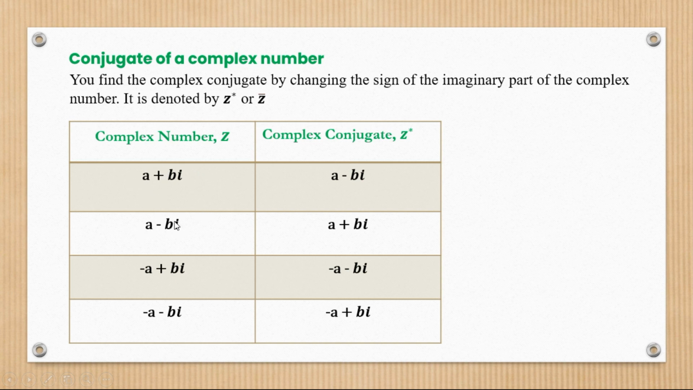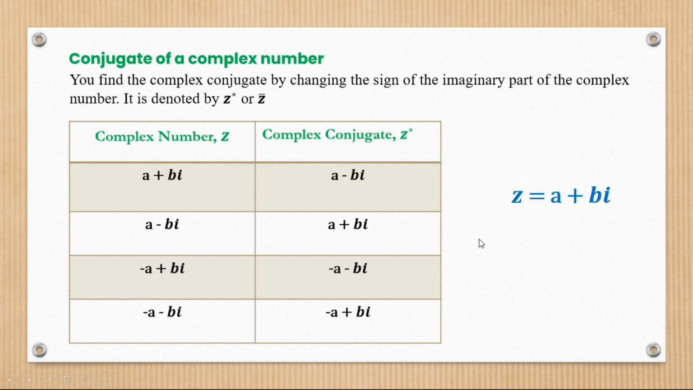So when you want to get the complex conjugate of a minus bi, again we change the sign in front of the imaginary part, and we end up with a plus bi. Then the same thing here: this is negative a plus bi, but the rule remains the same. Even in this case where we have a negative on the real part, we still change the sign in front of the imaginary part, and this becomes negative a minus bi. And if we have negative a minus bi, changing the sign in front of the imaginary part gives us negative a plus bi. So the rule remains the same. We always look at the sign in front of the imaginary part, and that's what we change.